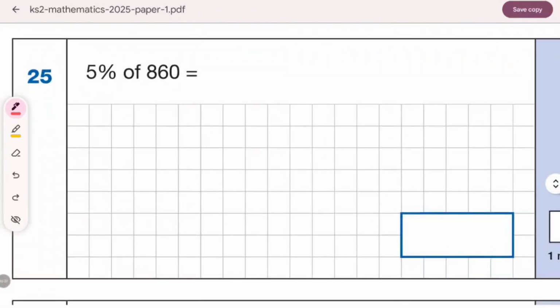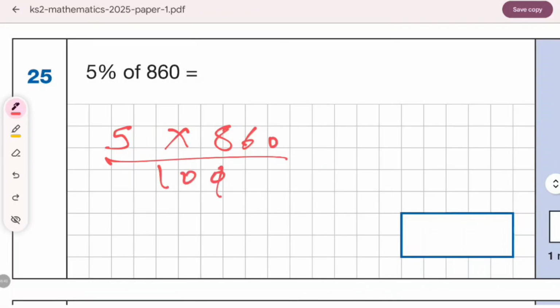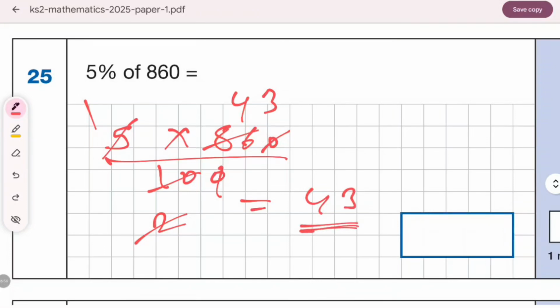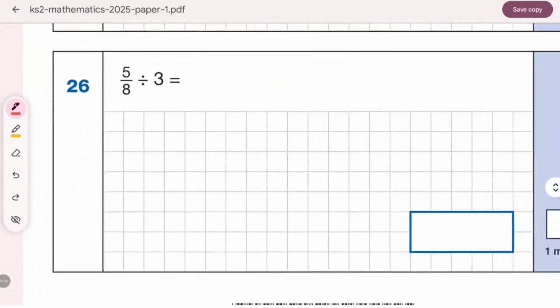Now in question number 25 we just have to find out 5% of 860. The easiest way to solve this question is to multiply 5 times 860 and divide by 100. So you know it very well, 0 and 0 will be cancelled, and in the 5 table 10 is divisible by 2, and in the 2 table 86 is divisible by 43. So you can say the 5% of 860 will be 43.